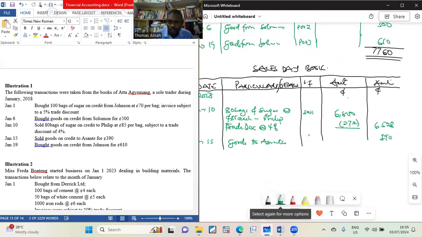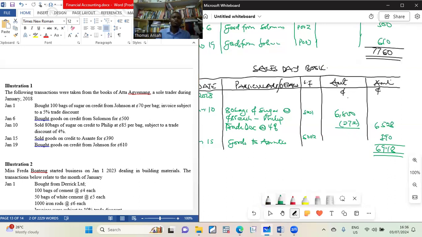And here too, I had S002, right? Yeah, you can create one for yourself. So I have here 6528 plus 390. All right, so that is 6918. That's it.